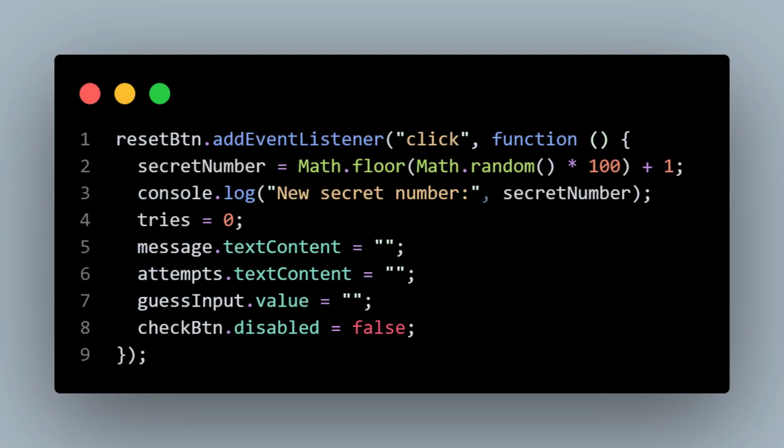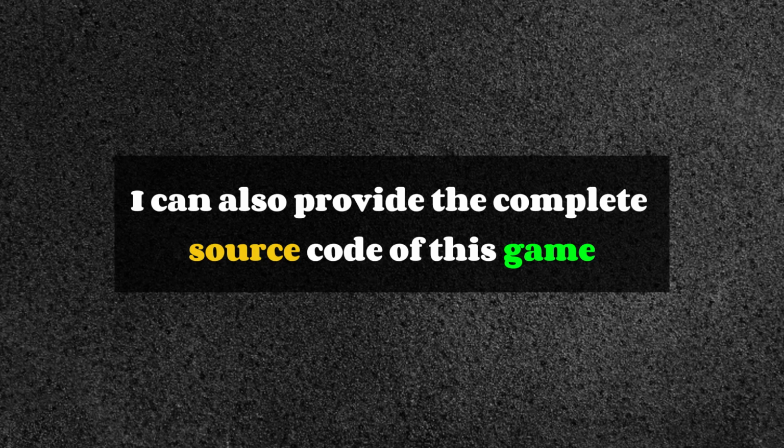Next, we add a click event to the reset button. When clicked, we generate a new secret number and reset the tries counter back to 0. We also clear all the messages, empty the input field, and enable the check button so the player can start guessing again.